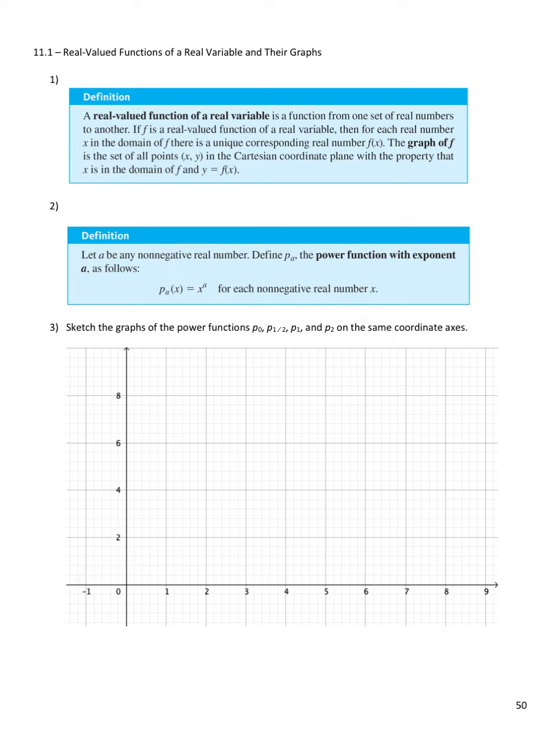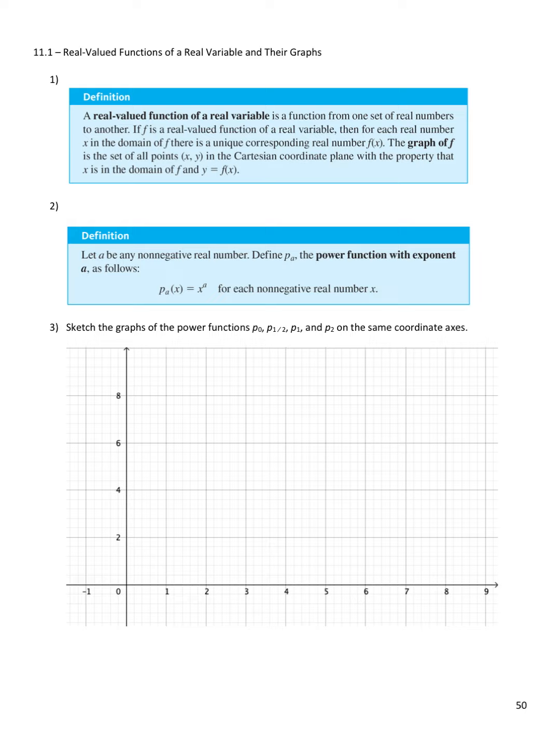So a real valued function of a real variable is a function from one set of real numbers to another. If f is a real valued function of a real variable, then for each real number x in the domain of f, there is a unique corresponding real number f of x. That's just the definition of a function, right? For each x in the domain, there is a unique corresponding number in the codomain, f of x. And the graph of f is the set of all points x comma y in the Cartesian coordinate plane with the property that x is in the domain of f and y is equal to f of x.